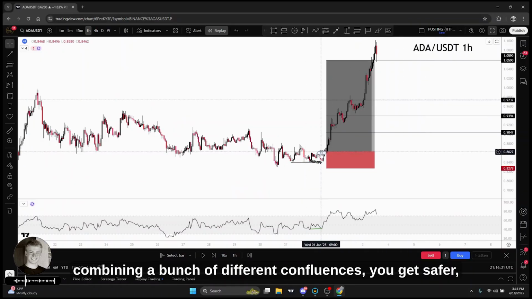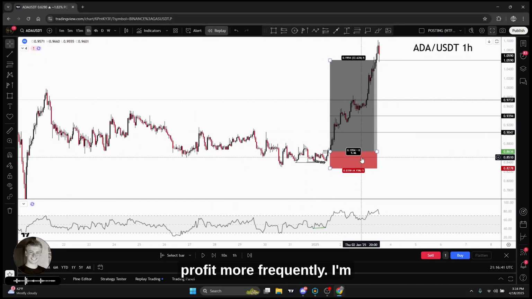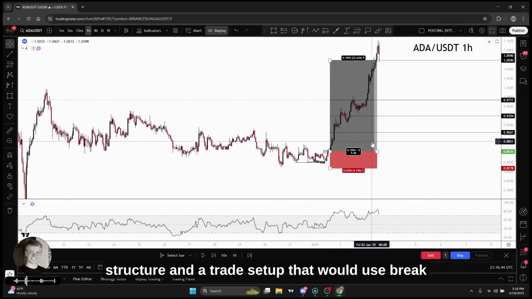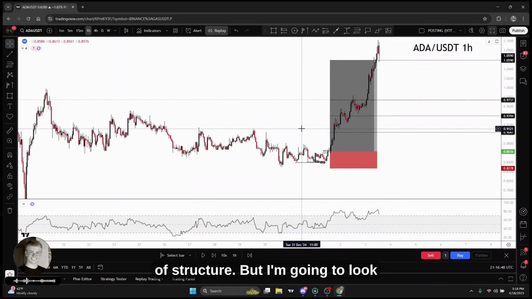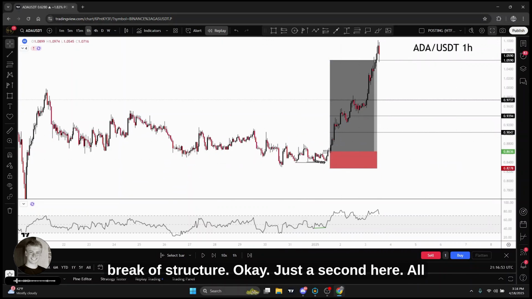And so by combining a bunch of different confluences, you get safer, more reliable trades that make you profit more frequently. I'm going to find another example of a break of structure and a trade setup that would use break of structure, but I'm going to look for the short side. So I'm going to find a short using break of structure.